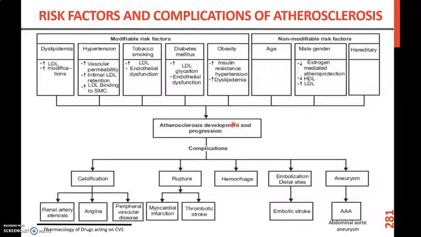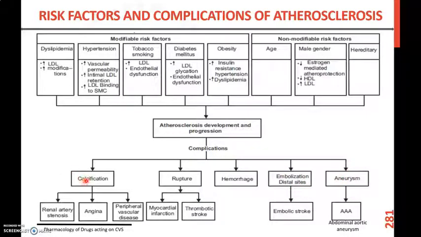Now what will happen if there is an atherosclerosis development and progression? It will lead to different complications like calcification, rupture, hemorrhages, embolization at distal sites, and aneurysm.